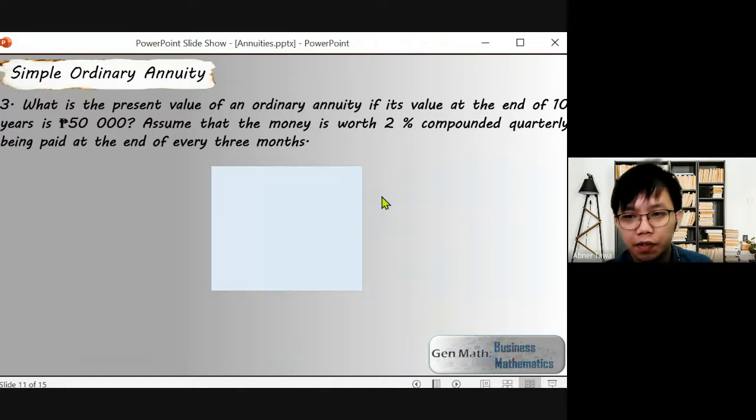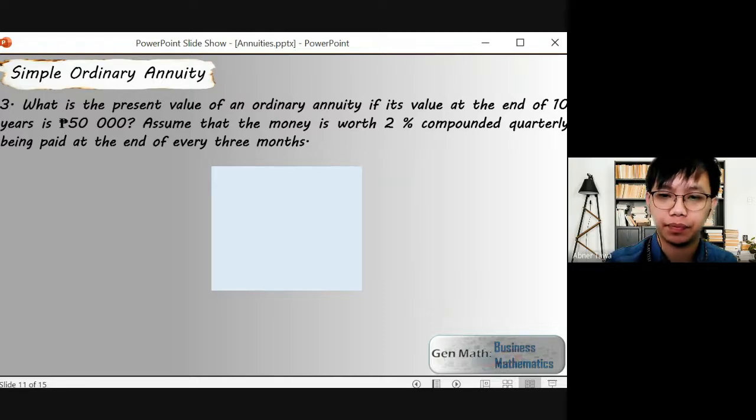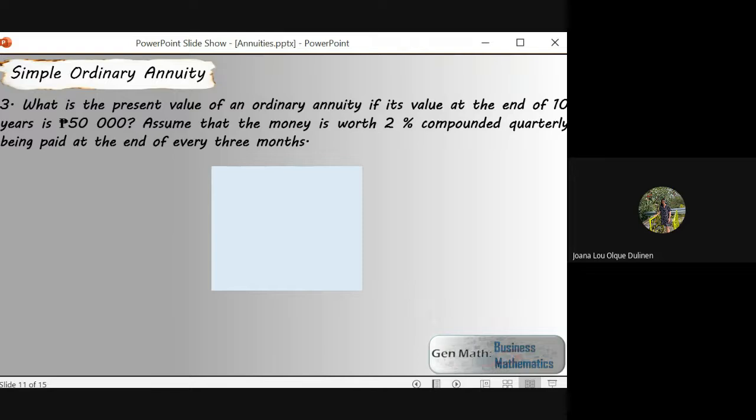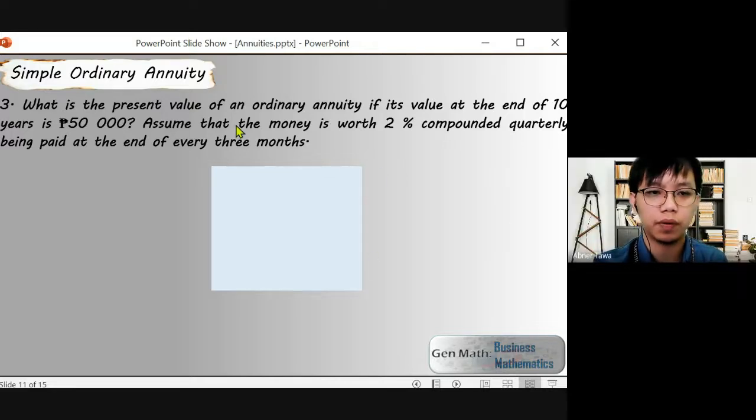Who wants to read the third example? Sige, Miss Joanna. What is the present value of an ordinary annuity if its value at the end of 10 years is 50,000? Assume that the money is worth 2% compounded quarterly, being paid at the end of every 3 months. Okay, thank you. So we have here the problem.